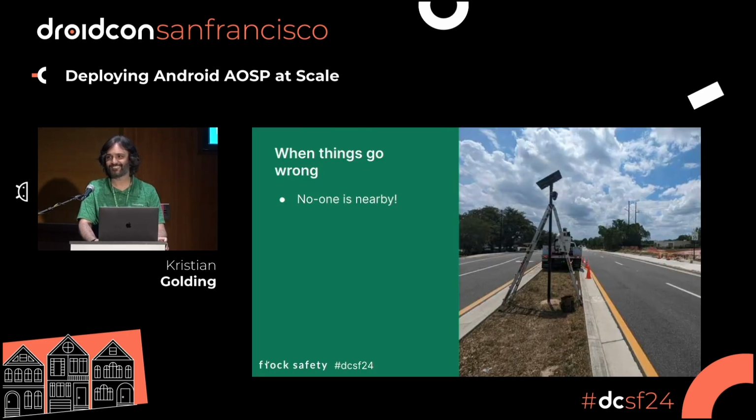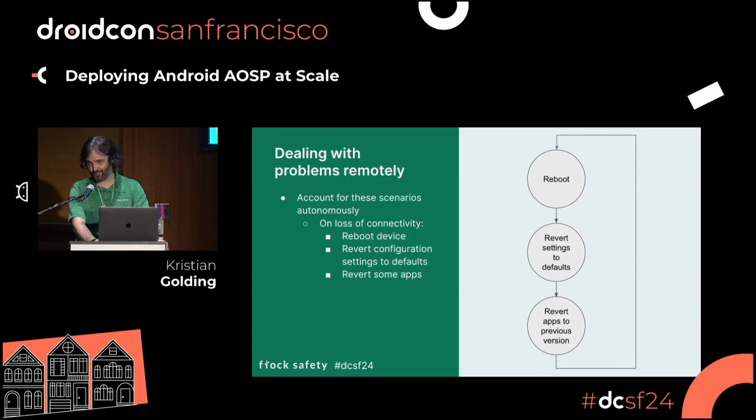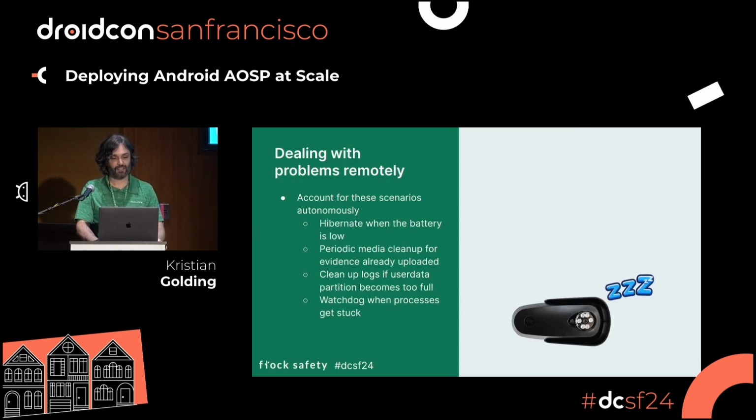We can't do that. This is where the device is out in the field. So we have to have autonomous services that look at this information and decide, well, okay, I've got lots of connectivity. I'm going to try and reboot. If that doesn't work, it reverts the settings, those configuration options, to the default for that device. Maybe we sent out a bad configuration setting. If that doesn't work again, we revert the apps to a previous version.